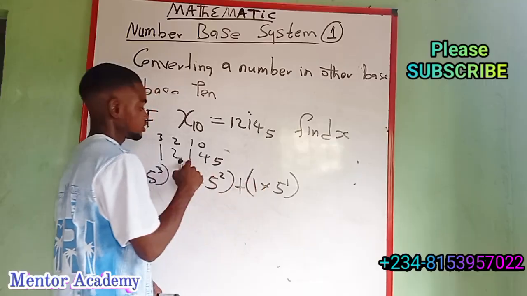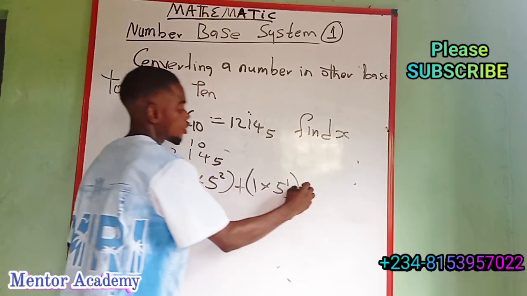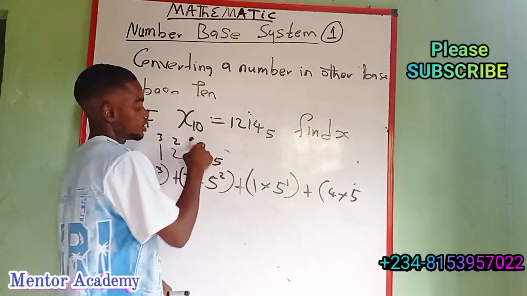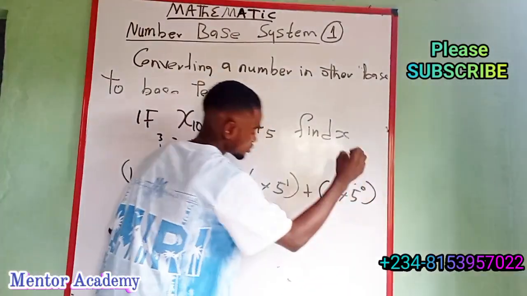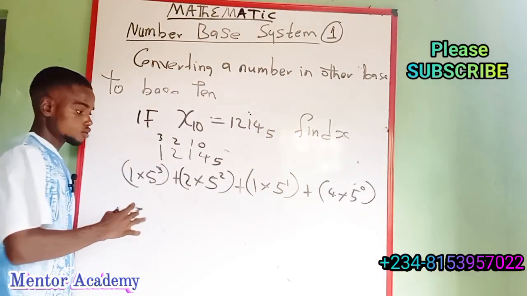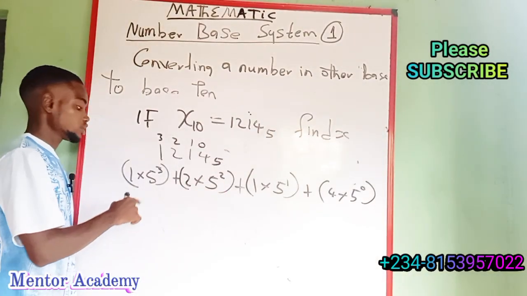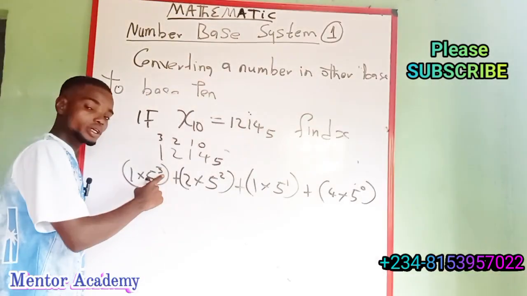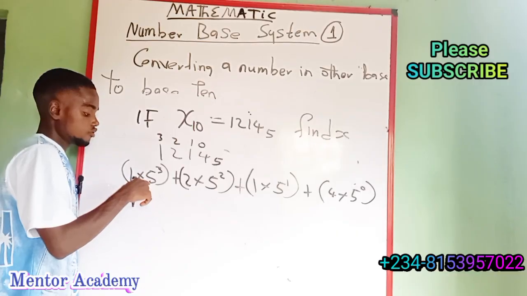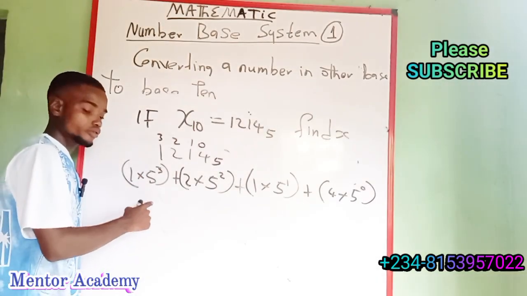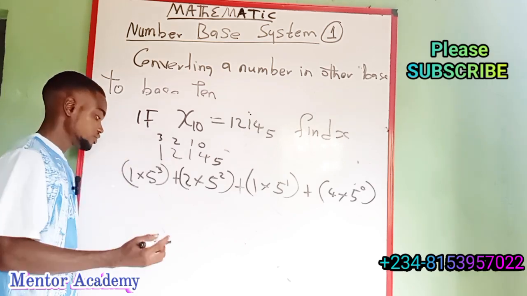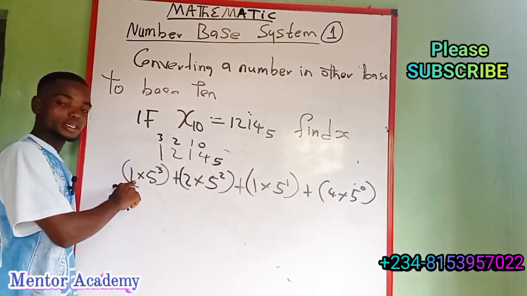This is 1 times 5 to the power what? 1. We have now plus 4 times what? 5 raised to the power what? 0. So when we work this out, no need of making the long multiplication again. So we just say 5 raised to the power 3 is going to give us what? Alright, 5 times 5, 25. 25 times 5 is 100 and what? 125. So 125 times 1 is going to give us what?